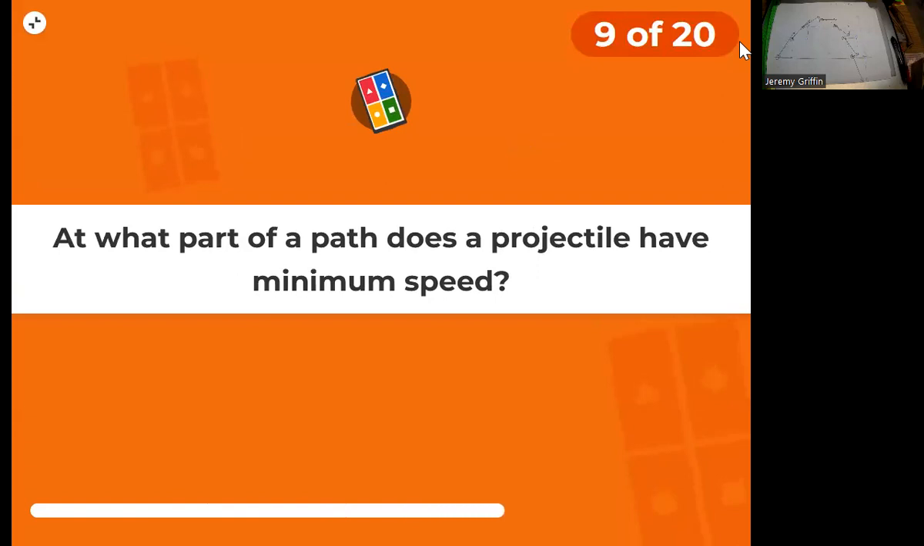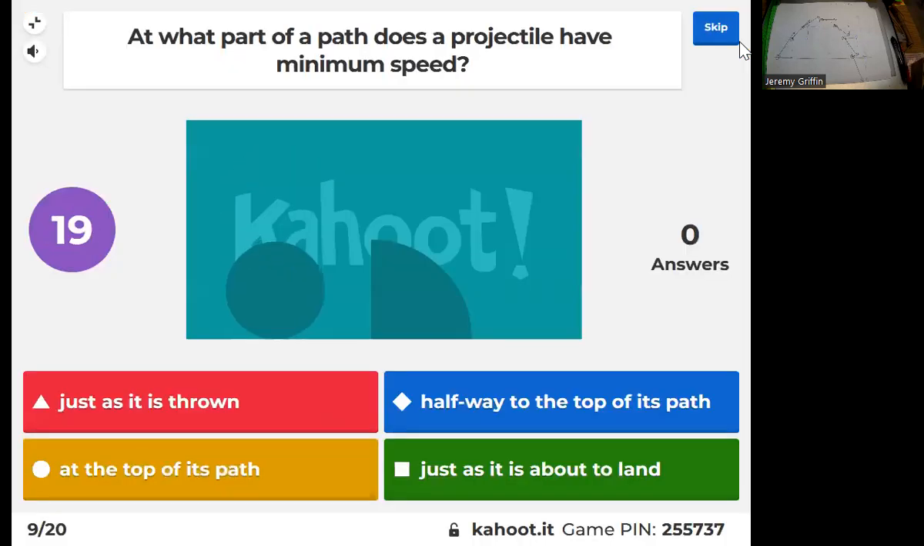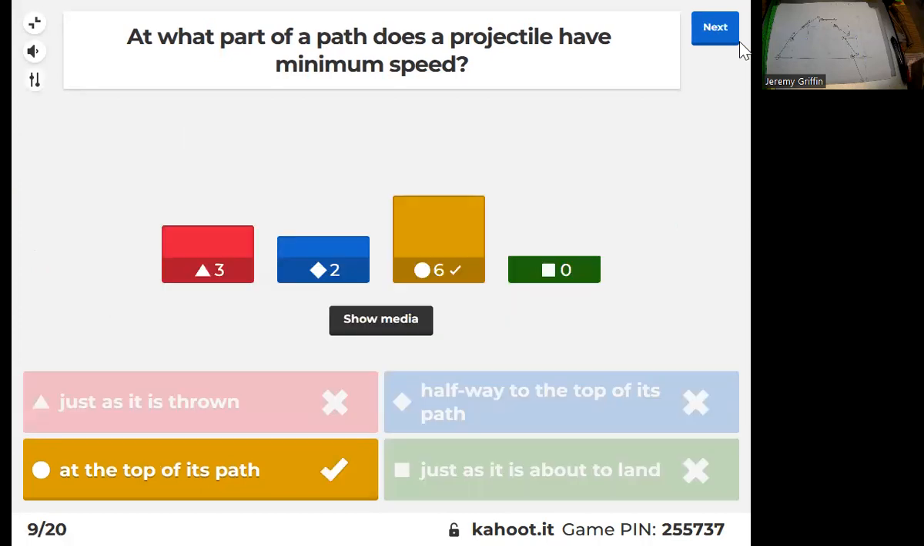Number 9, at what part of a path does a projectile have minimum speed? Yeah, top of its path. So one perspective on that is, you guys remember back to linear motion? You guys saw this in linear motion. If you take a ball and throw it straight up, that's a type of projectile, right? And then at the top of its path it has 0 speed, which would be minimal for that case, right?